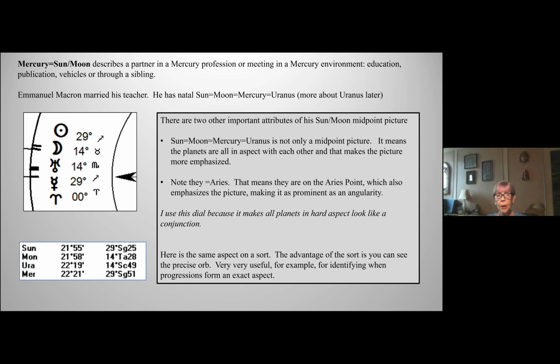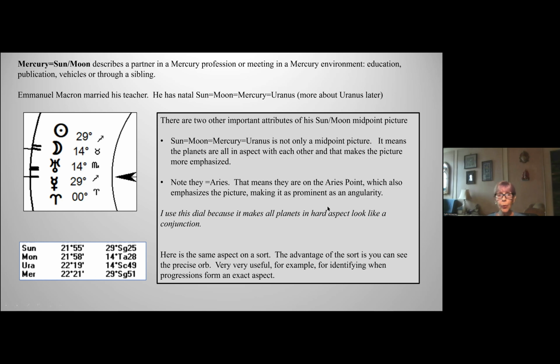Whenever a planet or a midpoint picture falls on the Aries point, it's also known as the AP, but I call it the Aries point. Whenever a planet or a picture falls on the Aries point, it's as important as an angular planet. It emphasizes the midpoint picture. So I like this dial because it makes all of the planets in hard aspect look like a conjunction. And it's efficient. Now, here is the same aspect on a sort.